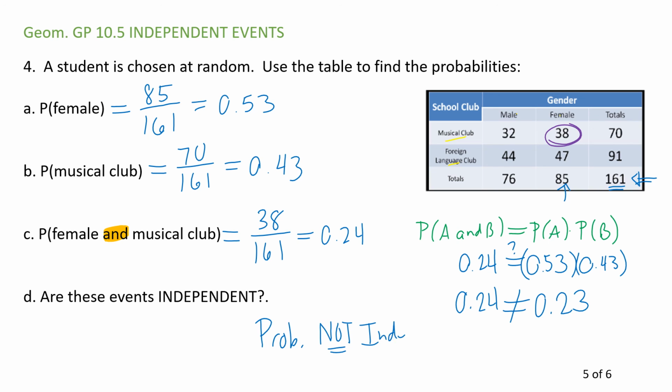But I will also say this. These numbers are so close on this one and the last one that the conclusion really isn't certain by any means. But for us, we are going to say that these are not independent because these are not equal. And that's independent.